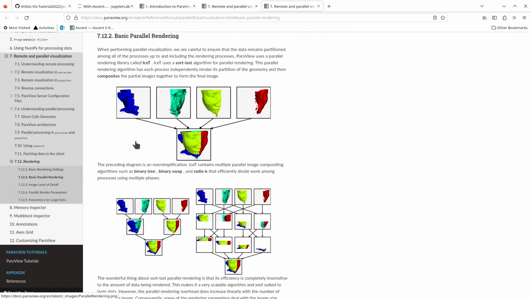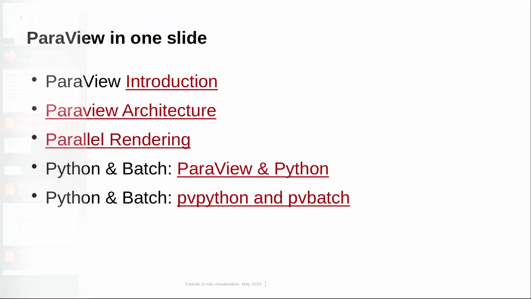And this composition is done in a binary tree fashion like this. So the first two compute nodes would compose their image together. The next two would compose it together. Then they merge. So it's a tree of depth n if we have 2 to the n tasks. Okay? And that works transparently. So we're done with this.